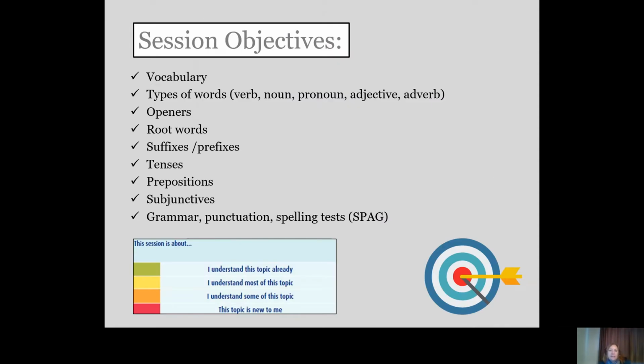So this week we're going to think about vocabulary associated with grammar, types of words, which is a big part of that, and your children will be taught about types of words in school, so it's good to have an idea about those. Quite a few, so it can get a bit tricky. We're going to think about root words, suffixes and prefixes, think about the tenses, prepositions, subjunctives, and the SPAG test, the spelling, punctuation and grammar test that the children take as part of their SATs at the end of year 2 and year 6. It's quite chunky today because there's quite a bit to know.